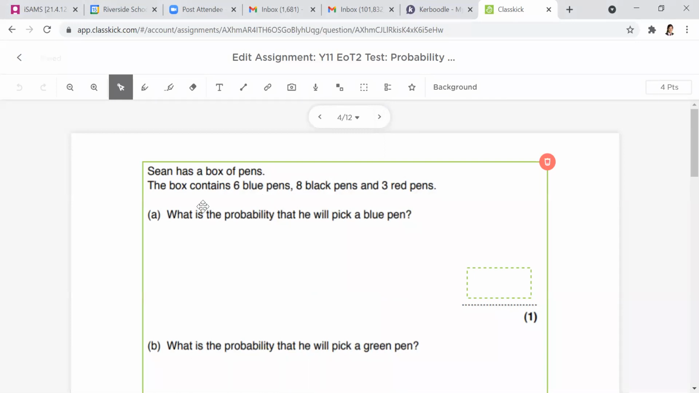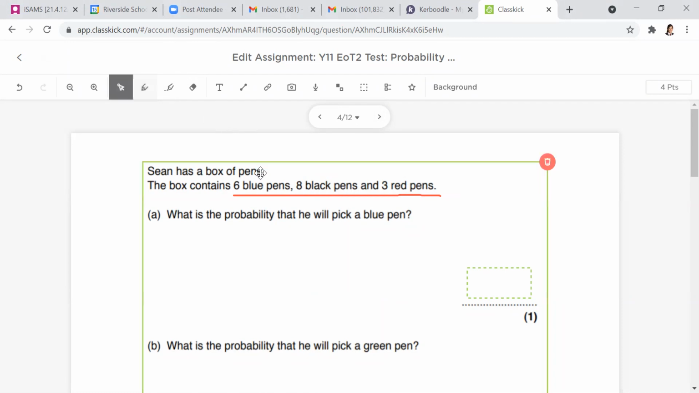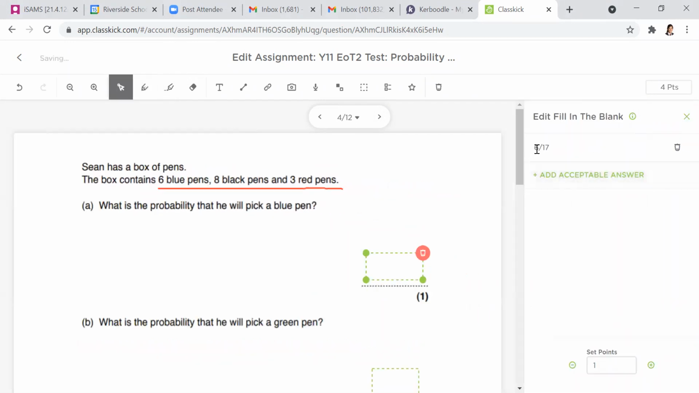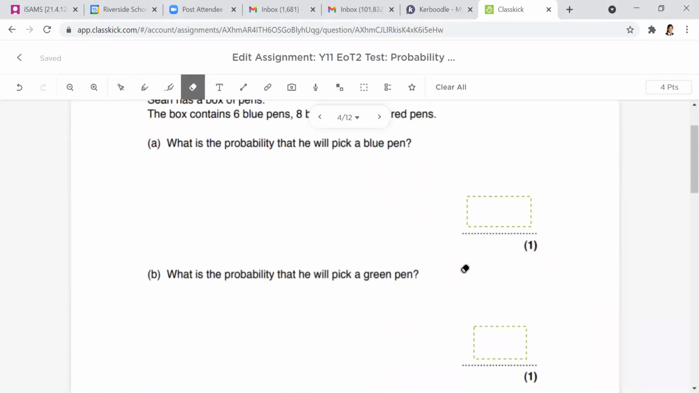All right, so a box has 6 blue pens, 8 black pens, and 3 red pens. What's the probability that he will pick a blue pen? Well, you need to find out how many pens in total. I have 6, 8, and 3. So that's out of 17. So it's going to be 6 out of 17. Pretty sure that was almost all correct by everyone.